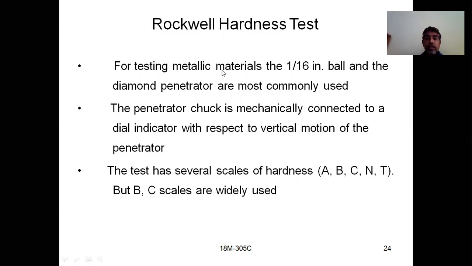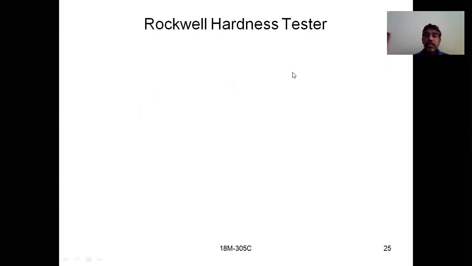So if you see here, we can use a 1 by 16 inch steel ball indenter or a diamond indenter. And here you are having a dial gauge which is connected to the vertical motion of the penetrator, so it can record the vertical motion of the penetrator. And this test has several hardness scales, that is A, B, C, N and T. Even though we are having 5, the most important are B and C only. So we are having Rockwell hardness B scale as well as Rockwell hardness C scale. We will discuss those things in the coming slides.